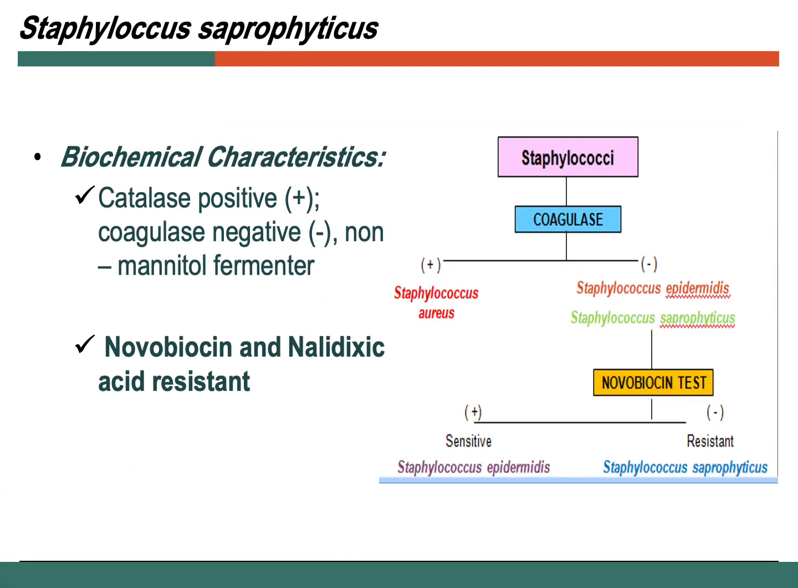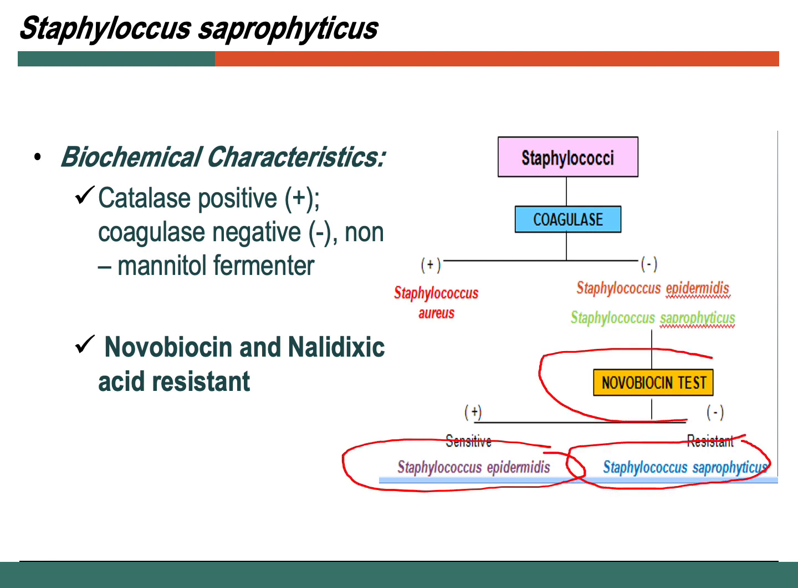In order to differentiate between your epidermidis and your saprophyticus, you need to perform the novobiocin test. Since these two are coagulase negative, we need to differentiate the two. If it is resistant to novobiocin, meaning it does not reach the 16 to 27 mm zone, then that is resistant. That is your Staphylococcus saprophyticus. So, it is a novobiocin-resistant staph.